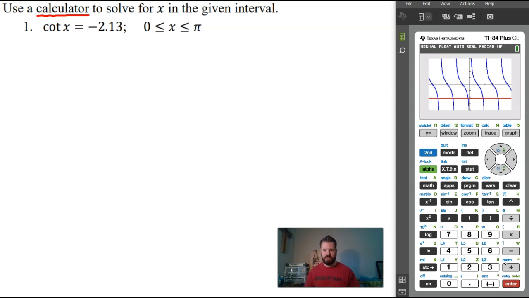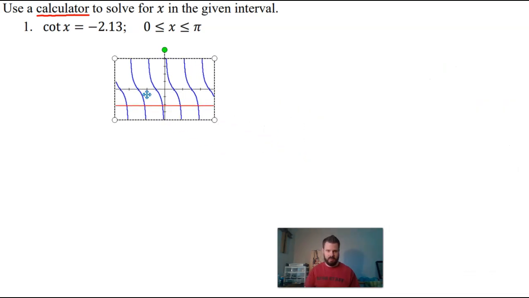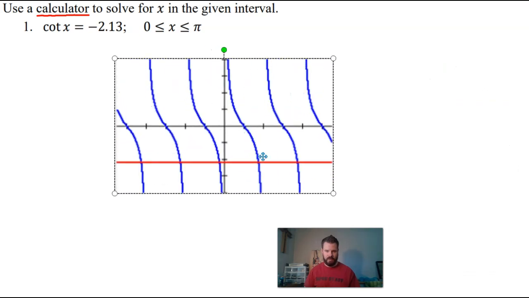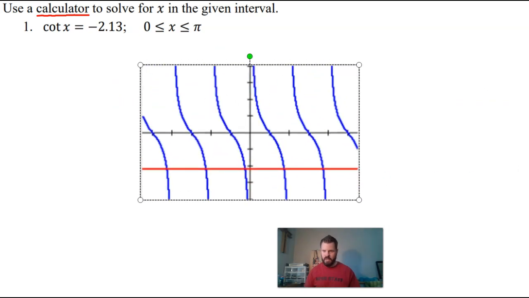Okay, so I want a solution, and I want the one between 0 and pi. As you can see here, there are many solutions, many times these graphs hit. Now, let me try something here. Let's make this window bigger.